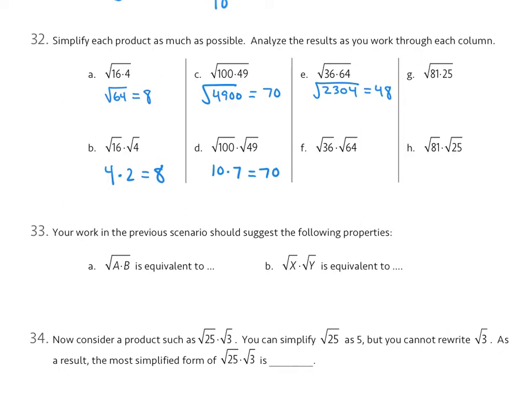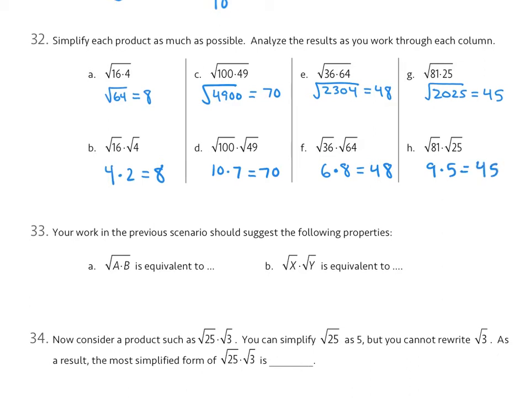Part F, the square root of 36 times the square root of 64. The square root of 36 is 6. The square root of 64 is 8. And 6 times 8 is 48. Part G, the square root of 81 times 25. 81 times 25 is 2,025. You can use a calculator to find the square root of that, unless you have it memorized. It's 45. Part H, the square root of 81 is 9, times the square root of 25 is 5. 9 times 5 is 45.